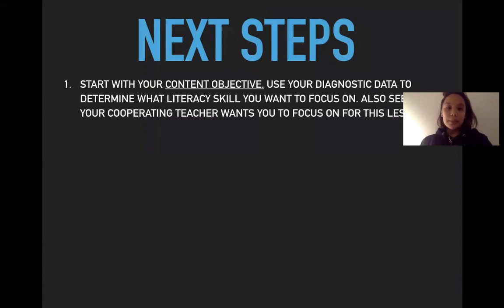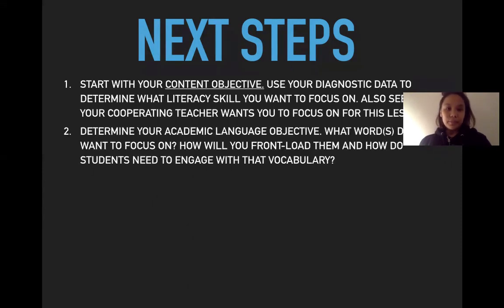Okay, so next steps. Start with your content objective. That's the most important. Use your diagnostic data to figure out what literacy skill you want to focus on. For those of you who are working with a cooperating teacher, they might already give you your content objective. Maybe they want you to focus on a specific skill. So start with that. Then from there, figure out what your academic language objective is, right?